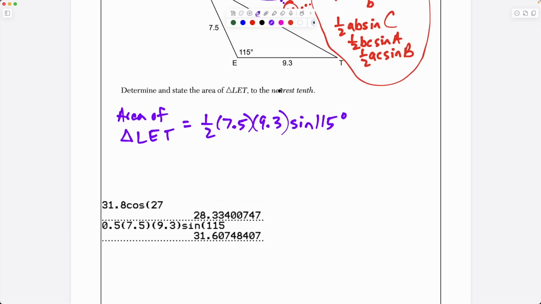So the area here to the nearest tenth, we're just going to say is 31.6. Notice in the tenths place here we have a 6. To the right is a 0. So we're rounding down to 31.6.